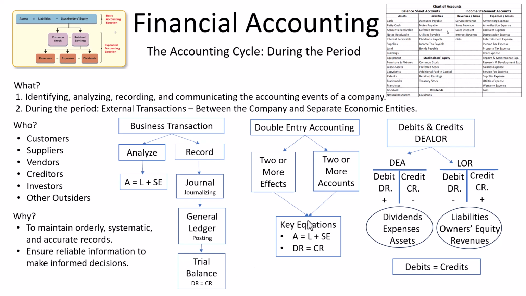There are two key equations that you must understand. For every transaction that takes place, one, assets have to equal liabilities plus stockholders' equity. The accounting equation must be in balance. And two, for every transaction journalized and posted to the ledger, debits must equal credits.